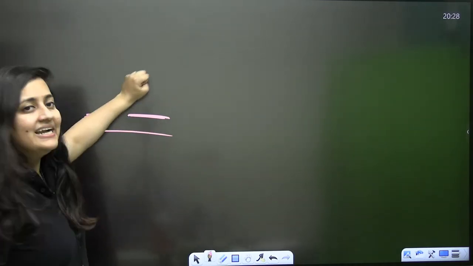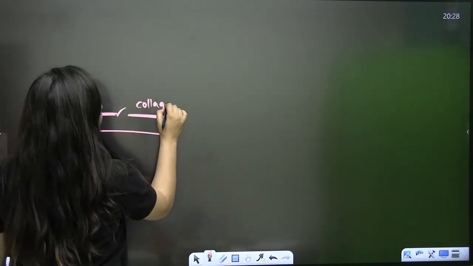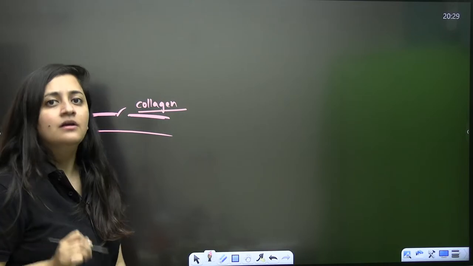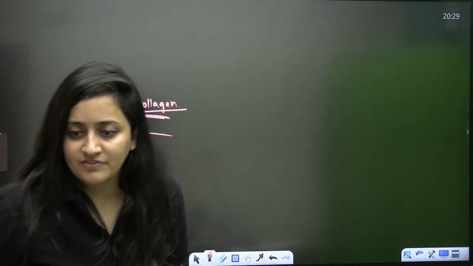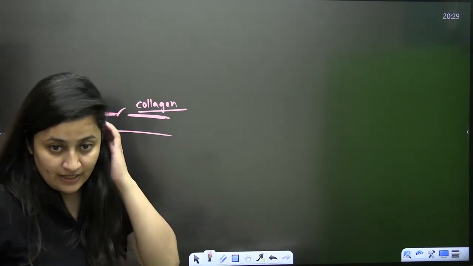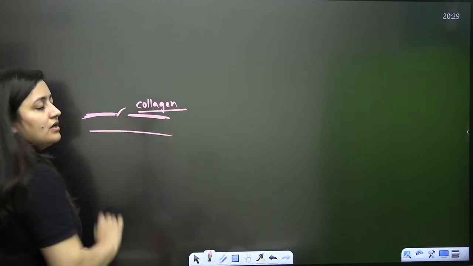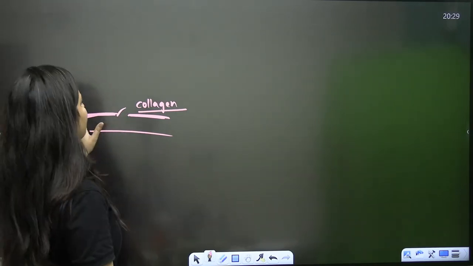So what is going to happen? The proteins here will get exposed, and particularly we'll be talking about the collagen. You know about the collagen, right? Collagen, the most abundant protein of the animal world. What is collagen? It is the most abundant protein of the animal world. So this collagen will get exposed. So basically there is an injury.